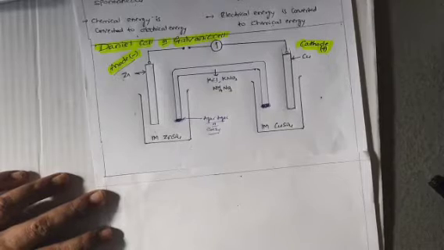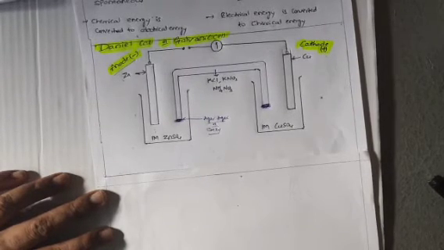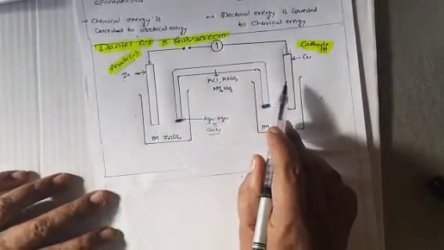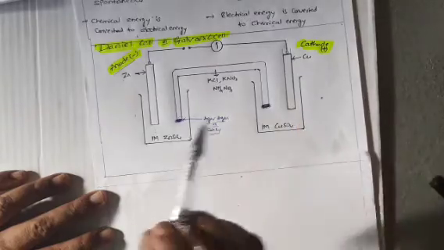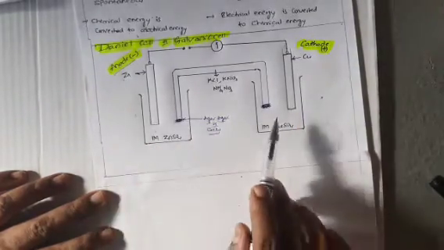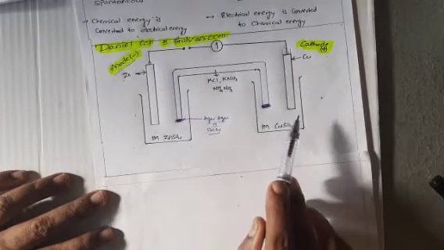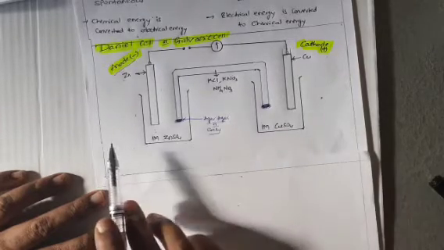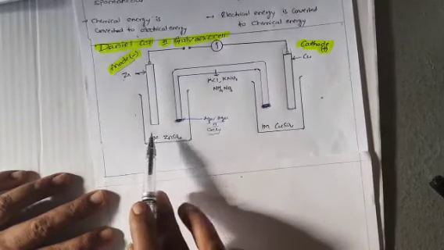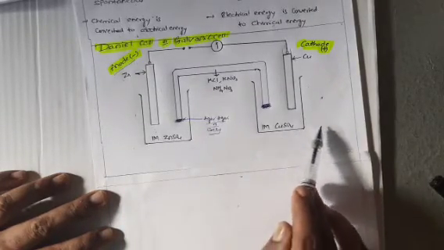So the first point you should note is that in an electrochemical cell, the anode is negatively charged and the cathode is positively charged. The second point is that the anode is placed at the left hand side and the cathode is placed at the right hand side. And the third point is that in the anode, oxidation always takes place, and in the cathode, reduction takes place.